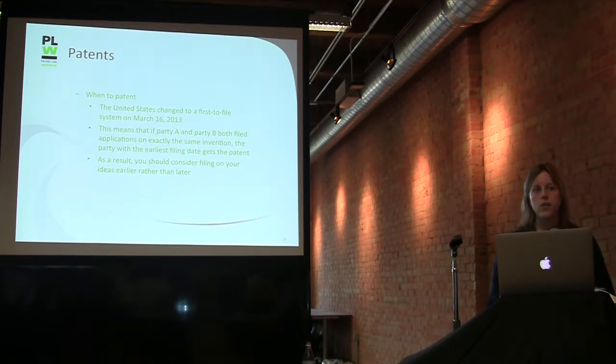So this means that really, as soon as you think you have a good idea, you should be filing a patent application on that. And what we'll talk about with provisionals and utilities is that a provisional is a relatively cheap way to do that, just to secure your rights without having to worry about the utility application, which can be very expensive. Yeah. Are you saying that prior art isn't a way to invalidate a patent anymore?